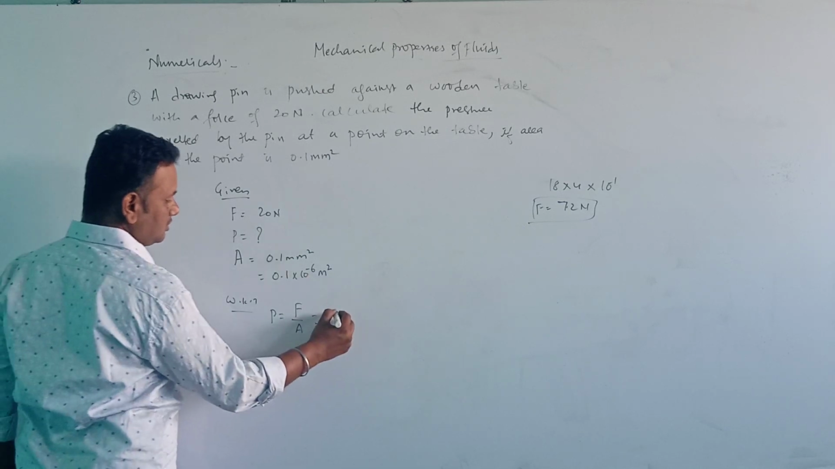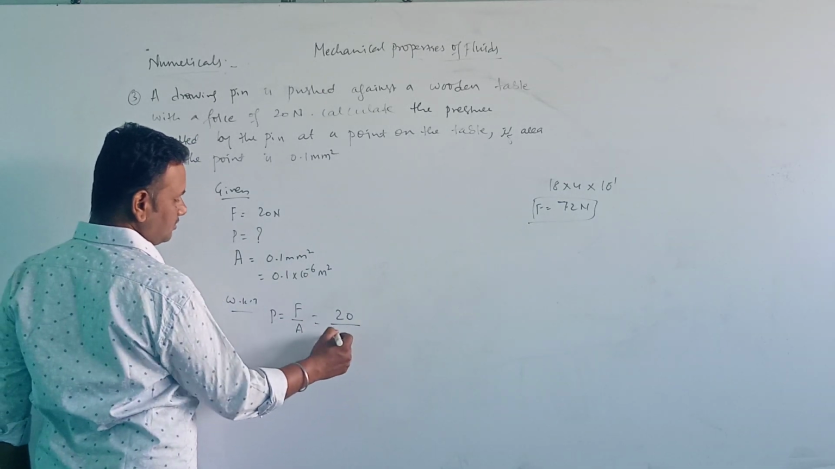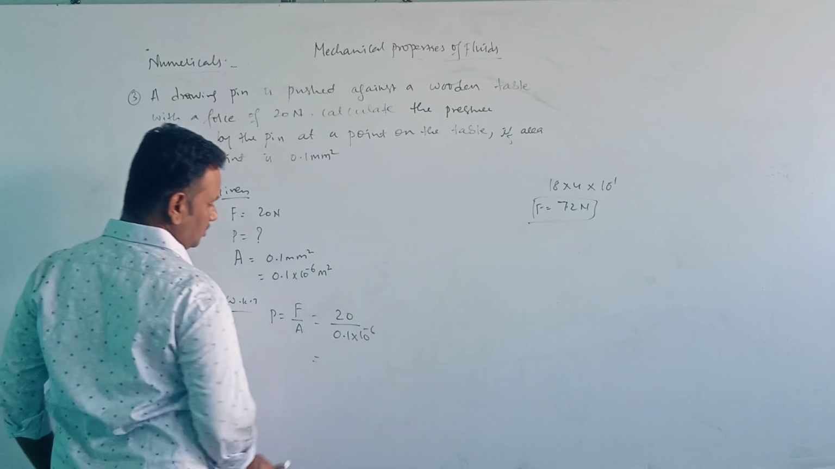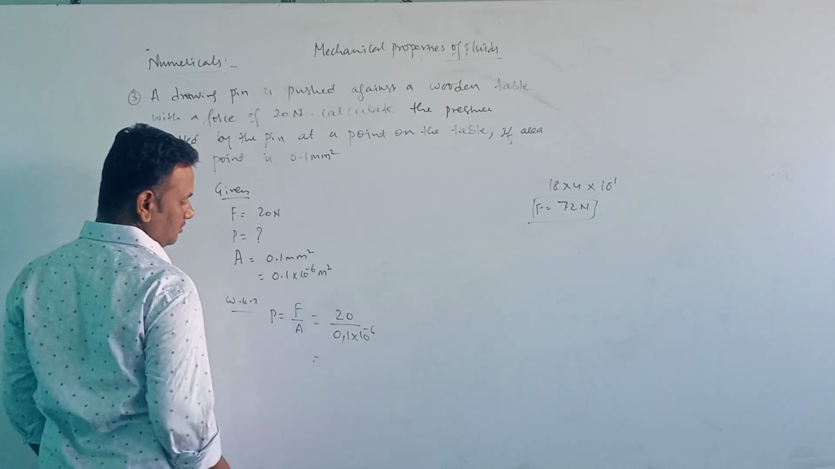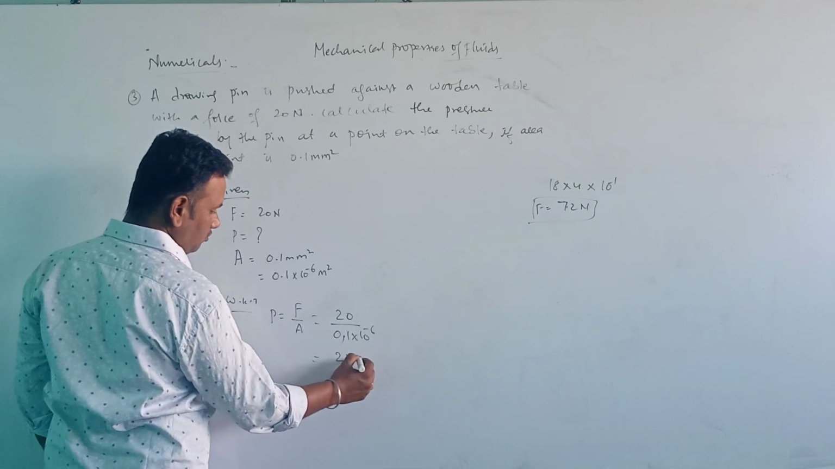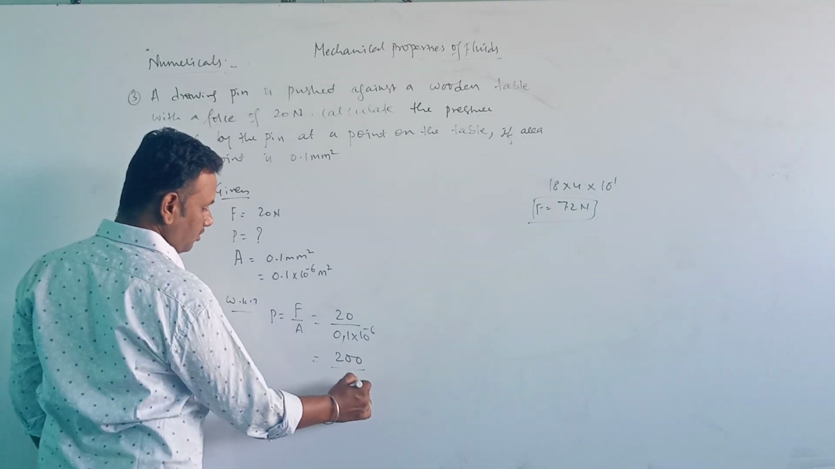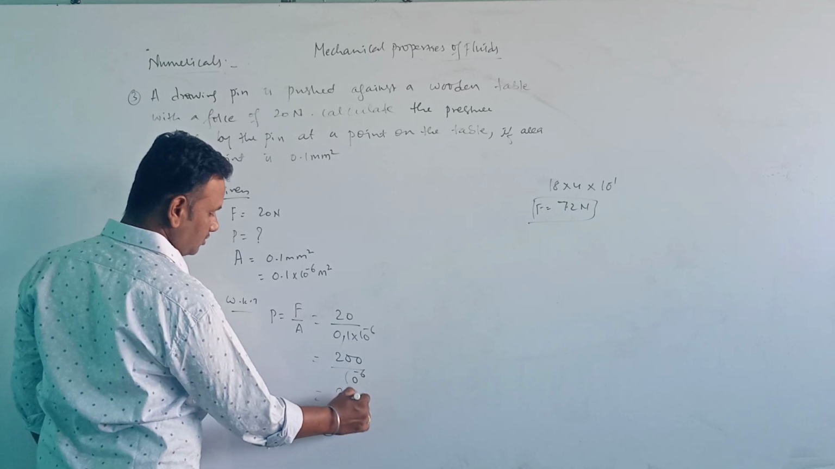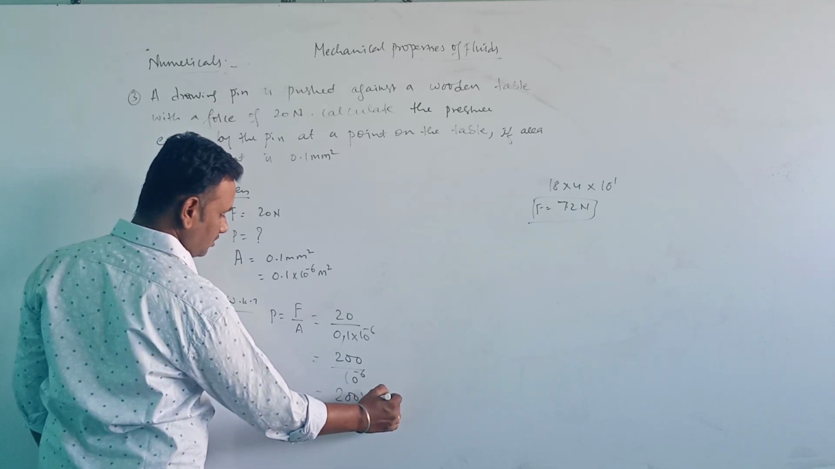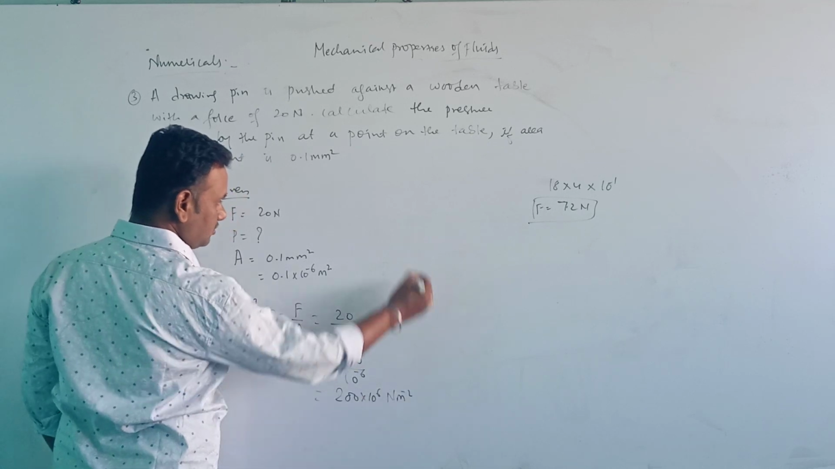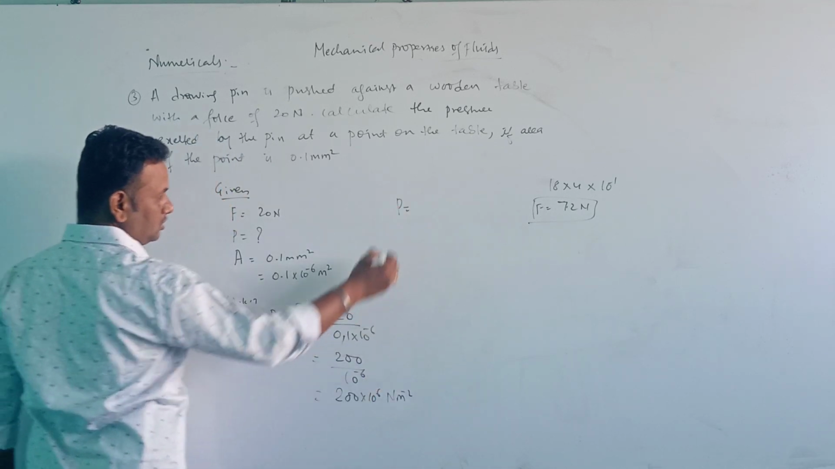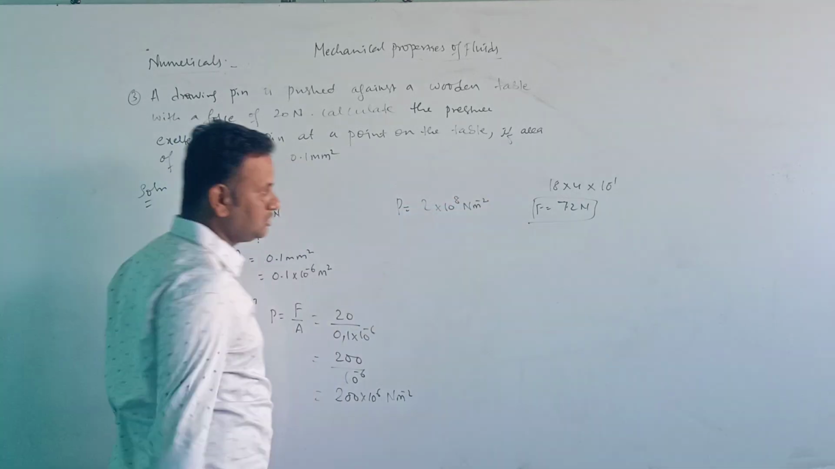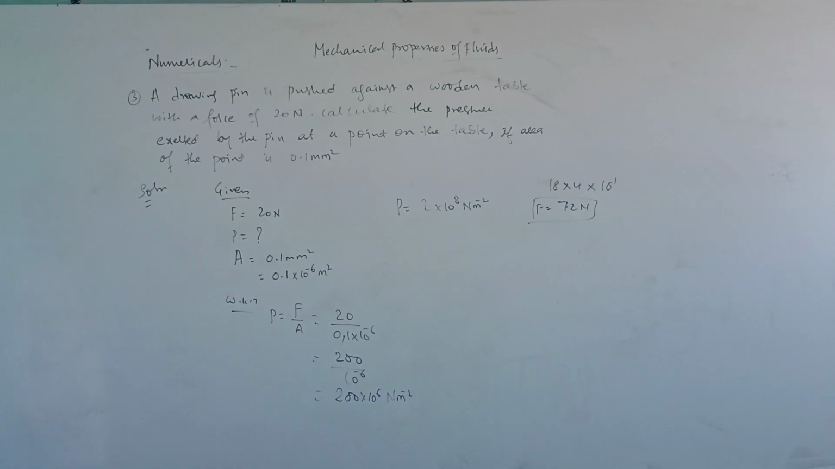Therefore F is 20, and area is 0.1 into 10 to the power of minus 6. If I remove this point here, then it goes to the numerator and it becomes 200 into 10 to the power of 6 Newton per meter square. So P is equal to 2 into 10 to the power of 8 Newton per meter square will be the answer.